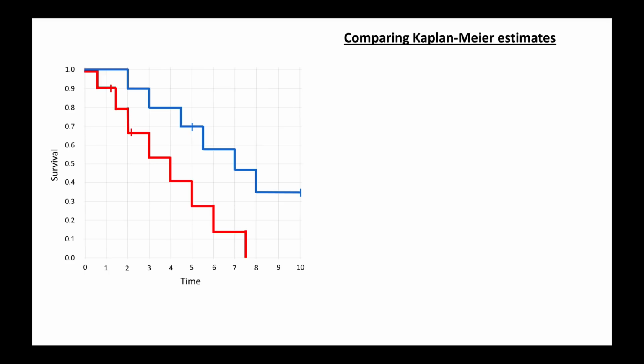Now, comparing Kaplan Meier estimates. One of the main reasons why we use these Kaplan Meier curves is because we want to compare the survival data between group A and group B, or the intervention group versus the control group. And not only that, you can compare multiple different estimates from multiple different patient groups. But in general, you're looking at Kaplan Meier curves or Kaplan Meier estimates between two groups, intervention group versus control group.